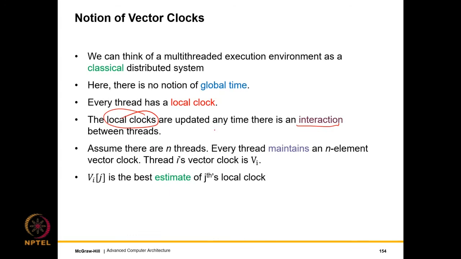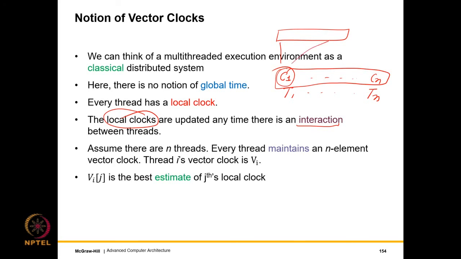And as I said, there is a certain rule for the local clocks. So if there are n threads and each thread has its local clock, there is a certain rule of interaction that binds these local clocks. But as such, there is no global time. So assume there are n threads. Each thread maintains an n element vector. It's called its vector clock. So each local clock in this case is not a scalar, but if there are n threads, then each such local clock is actually an n element vector, which is known as its vector clock.